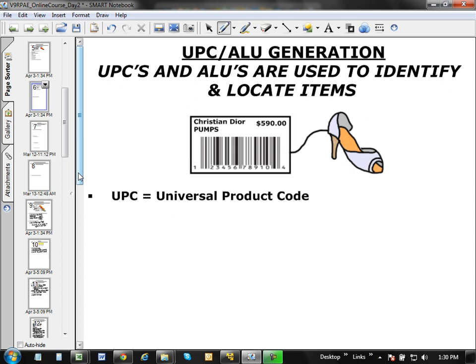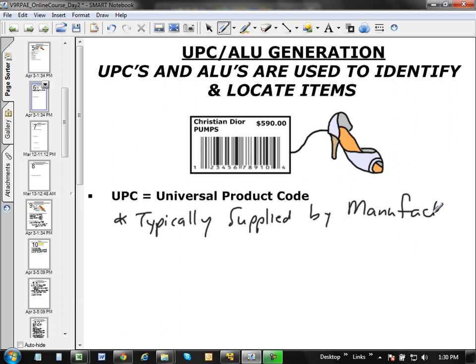UPCs, also known as Universal Product Codes, are typically provided by the supplier, right? So I'm going to write this down for you. Typically supplied by the manufacturer. Certainly not always, but that's usually the case, that they're provided by the manufacturer, and they're typically 13 characters long. And again, this information will be used to locate items quickly, to uniquely identify an item, and then locate the item.